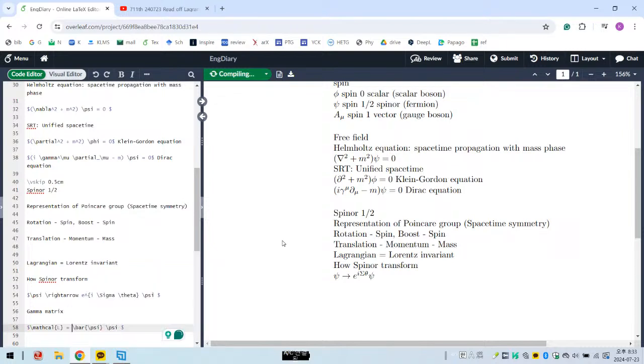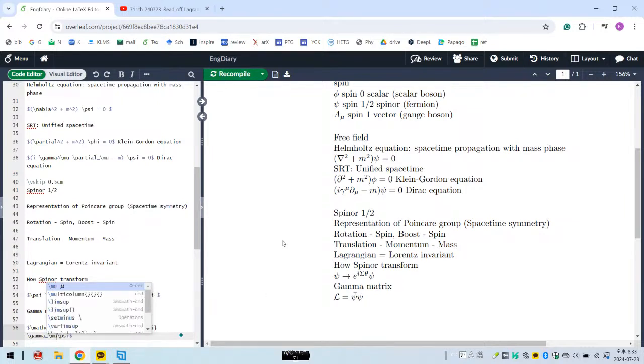One way is psi bar psi, where psi bar is defined as the adjoint spinor, which is the Hermitian conjugate of the spinor times the gamma zero matrix. The other way is psi bar and psi with the gamma mu. This gives a vector, so if we have some vector, such as the space-time derivative, and contract it with this gamma matrix component, then we can obtain a scalar again. So this is a Lorentz invariant scalar.